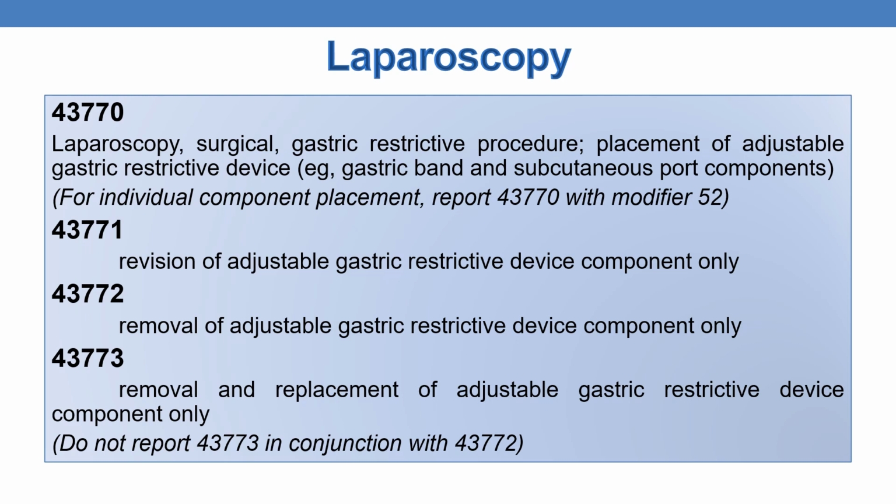The next is 43771. It deals with laparoscopy surgical gastric restrictive procedure, revision of adjustable gastric restrictive device component only. And 43772 deals with laparoscopy surgical gastric restrictive procedure, removal of adjustable gastric restrictive device component only. For revision, the CPT is 43771, and for removal it is 43772. And for removal and placement of adjustable gastric restrictive device component only, the code is 43773.